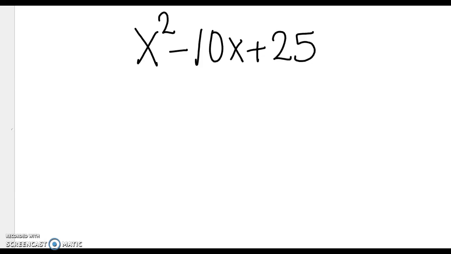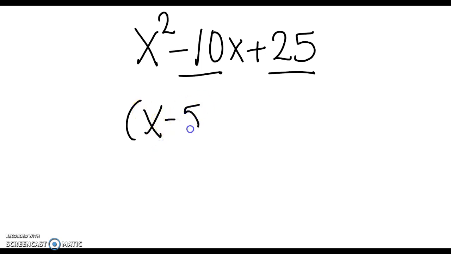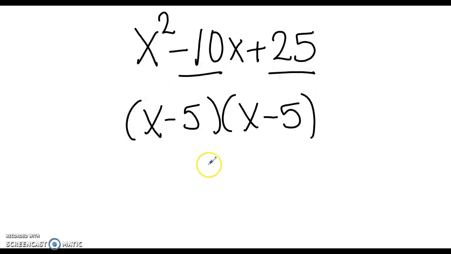Okay, I'd like to start by asking you to use your skills and factor this problem. So you should have asked yourself what multiplies to 25 and adds to negative 10. So that would be x minus 5 and x minus 5. Negative 5 times negative 5 is positive 25. Add them together and you get a negative 10. Another way to write this is x minus 5 squared.